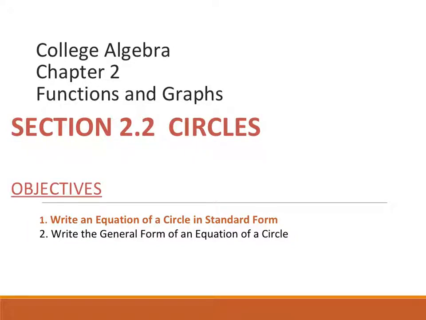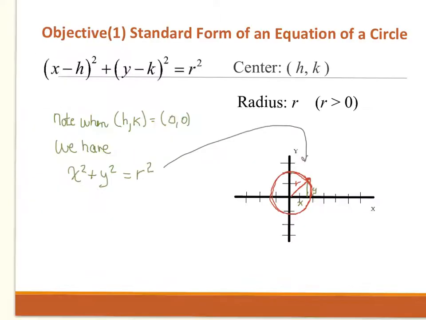This is section 2.2. We're going to be talking about circles. In this section, we're going to write an equation of a circle in standard form, and then we're going to write a general form of an equation of a circle. Our first objective is to put in the standard form an equation of a circle.